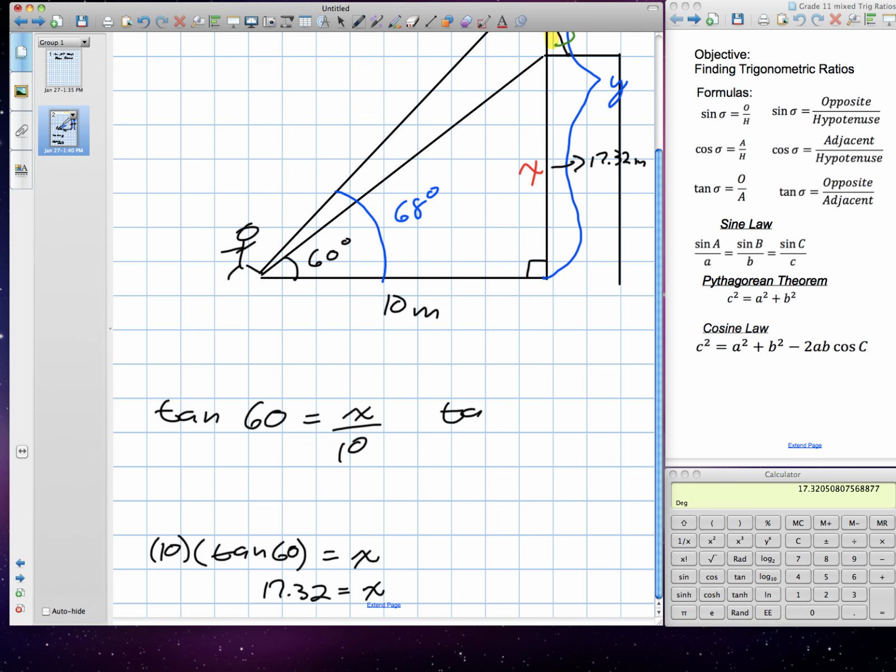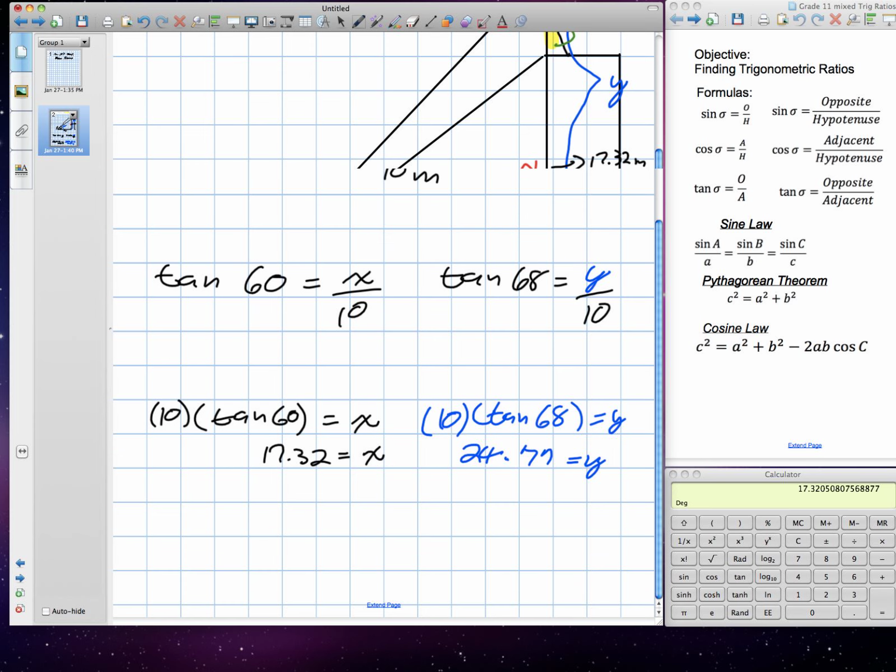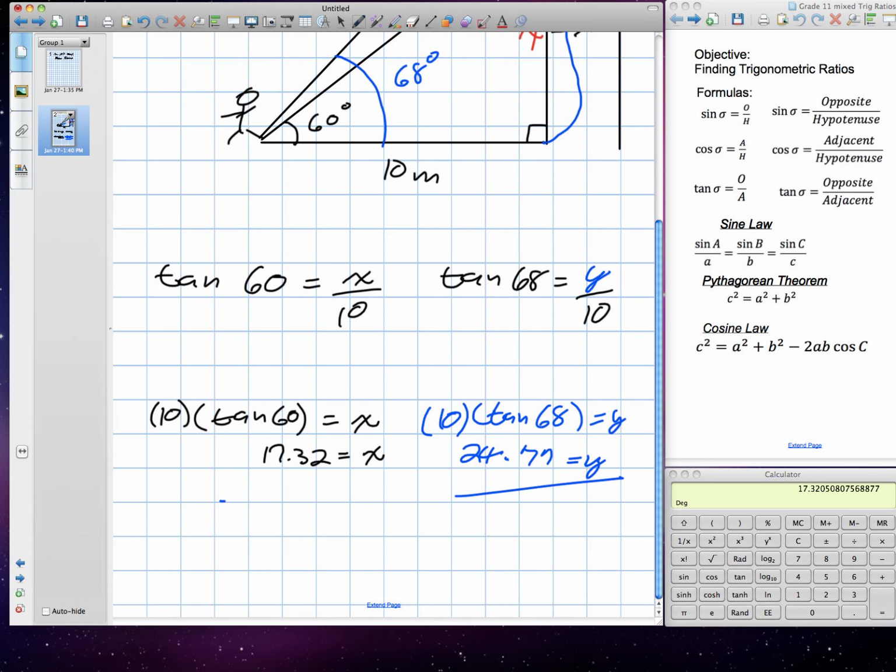Now, the height of the top of the tower, same idea. Instead, it's tan 68 is equal to y divided by 10. Sorry, we'll say y because we called that side y. We bring the 10 over. 10 times tan 68 equals y. 24.77, let's say. Okay? So we have the height to the top of the tower and the height of the building.